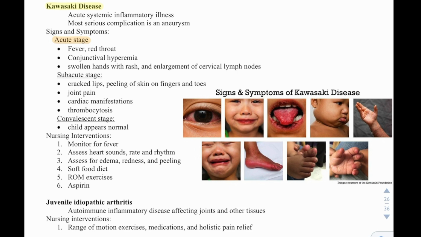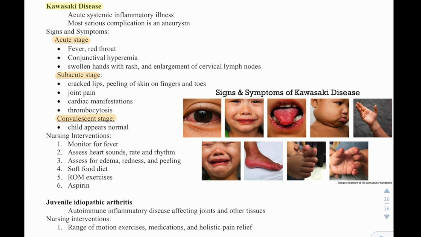In this stage we're going to see fever, red throat, conjunctival hyperemia, swollen hands with redness, and enlargement of the cervical lymph nodes. Then in the sub-acute stage, we'll start to see cracked lips, peeling of the skin on fingers and toes, joint pain, cardiac manifestations, and thrombocytosis. Then the convalescent stage is when the child will then appear normal.